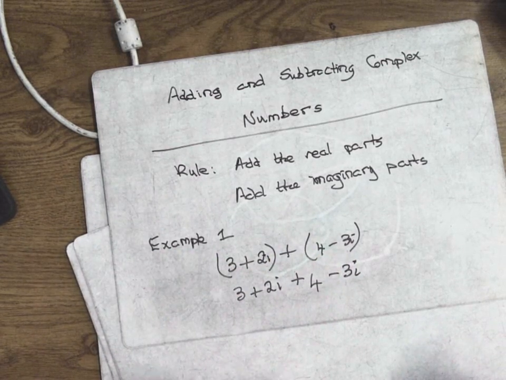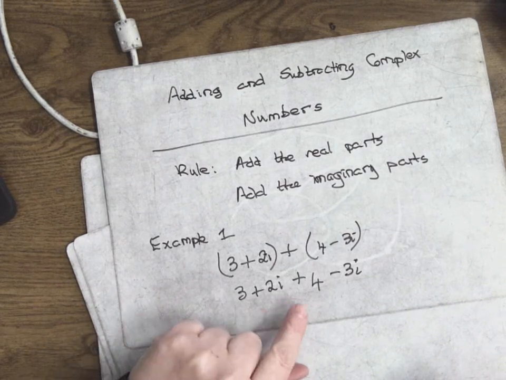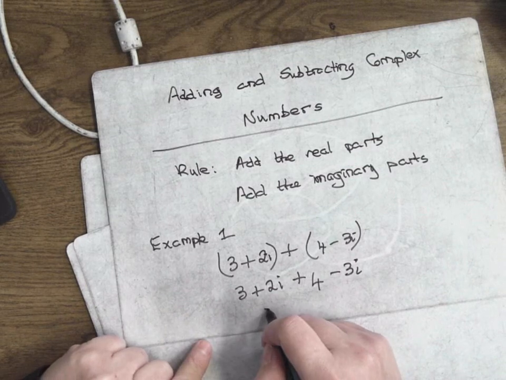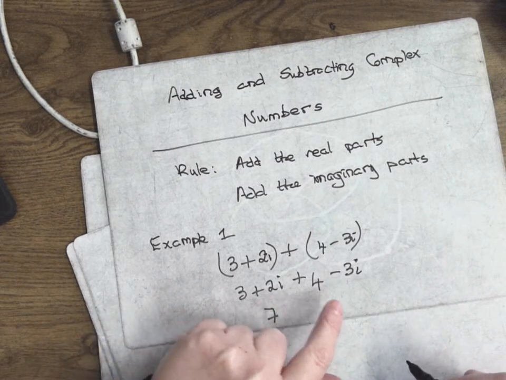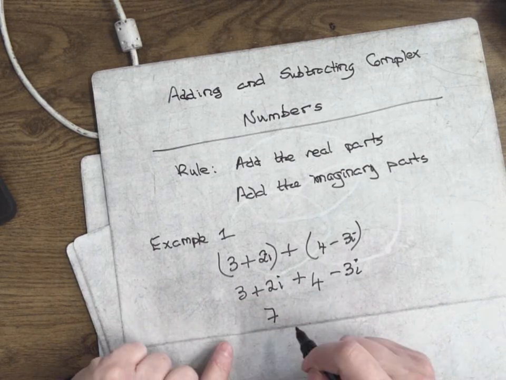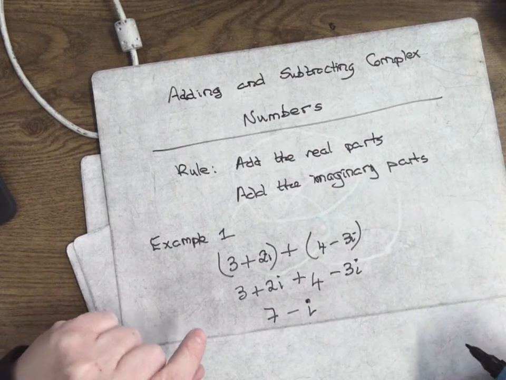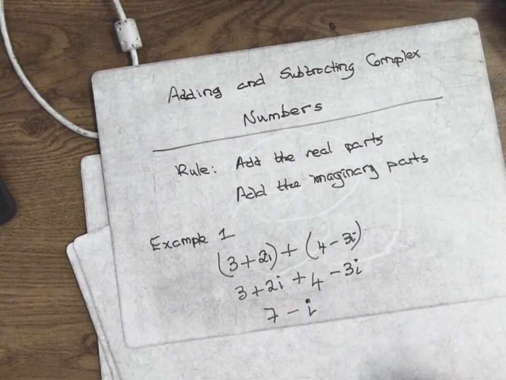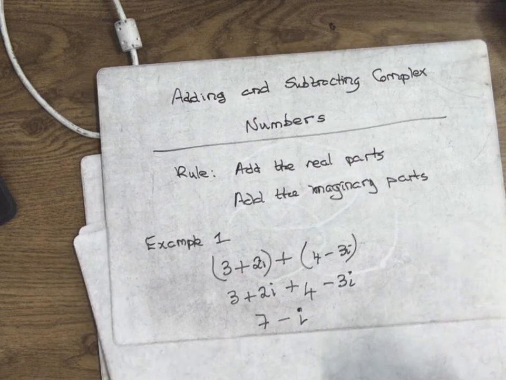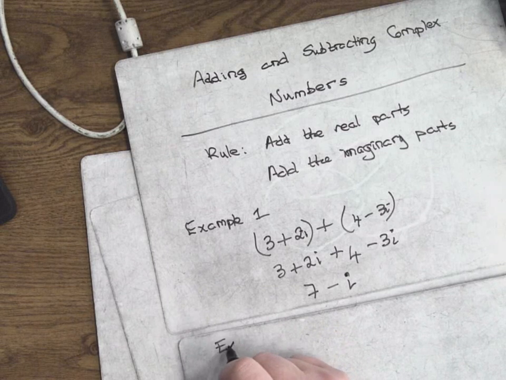All you have to do to add them is add the real bits and add the imaginary bits. Which are the real bits? The 3 and 4, the bits with no i's. So 3 plus 4 makes 7. And plus 2i minus 3i would be minus 1i or minus i. Do you want to put in the 1? You can if you want. Is that okay? That's your answer. So it's really like algebra, except instead of x's, we have i's.